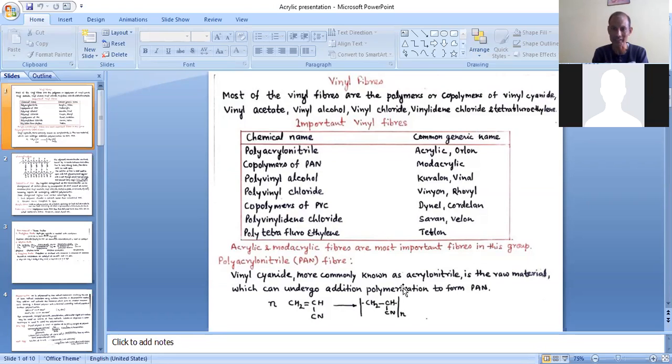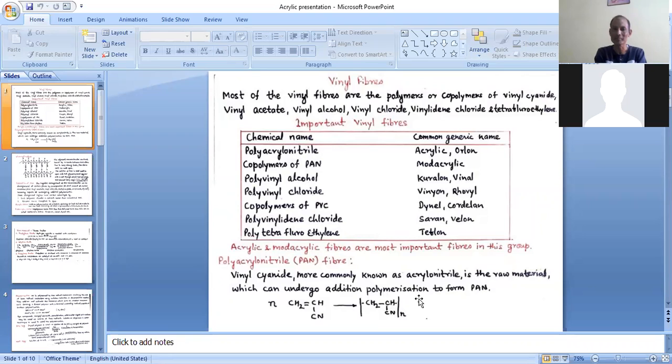So try to understand this line. I'm repeating it again. What is the raw material for polyacrylonitrile or acrylic fibers? The name of the raw material is vinyl cyanide, which is more commonly known as acrylonitrile, but the chemical name is vinyl cyanide. And this vinyl cyanide is the raw material for acrylic fibers or polyacrylonitrile fibers. And another thing which is important in this line is addition polymerization.